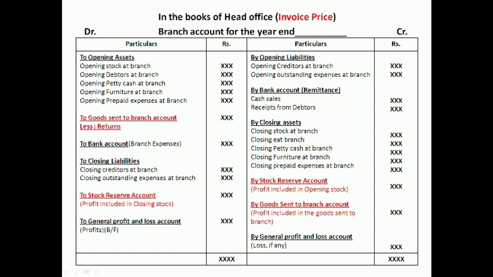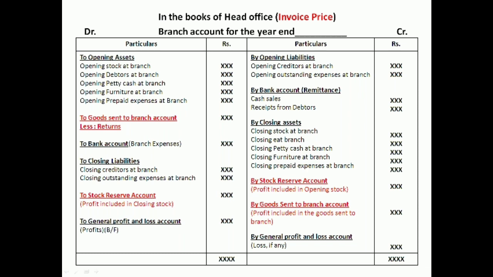On the debit side we write the same thing, starting with opening assets. On the credit side, opening liabilities. There will be no changes in this; we write it as it is under cost price. Next we have goods sent to branch account on the debit side. Here we consider one change. Usually we write goods sent to branch account for the goods received from the head office on the debit side, and the goods returned by the branch are recorded on the credit side. But in the invoice price method, goods received from head office and goods returned by branch will be recorded on the same side.